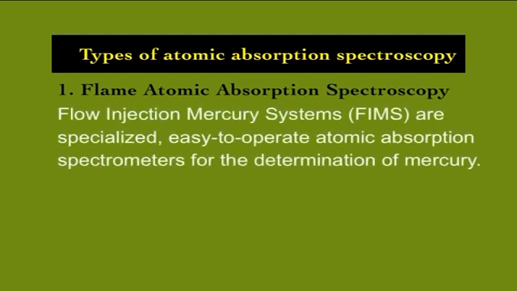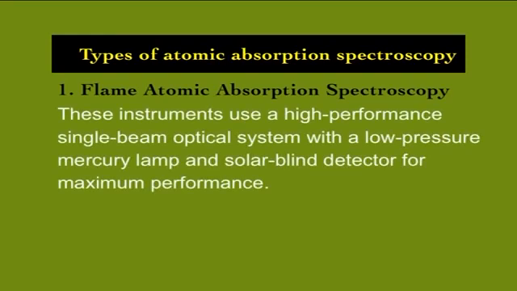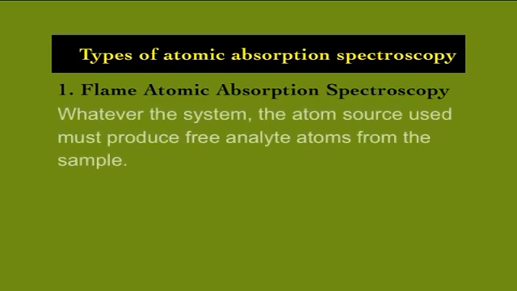Flow injection mercury systems are specialized, easy to operate atomic absorption spectrometers for the determination of mercury. These instruments use a high performance single beam optical system with a low pressure mercury lamp and solar blind detector for maximum performance. Whatever the system, the atom source used must produce free analyte atoms from the sample.